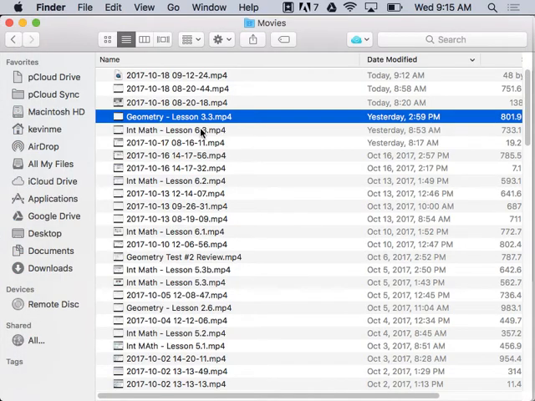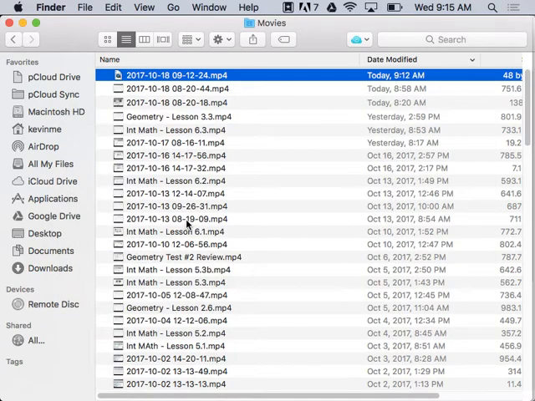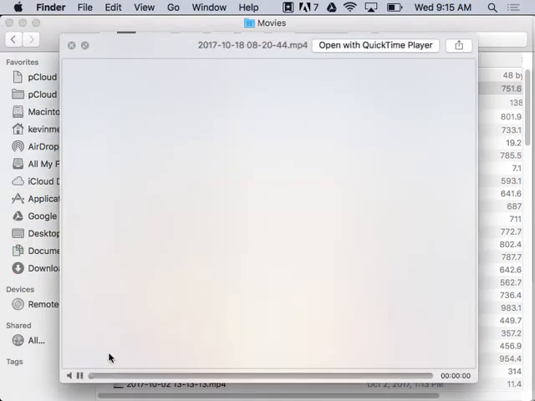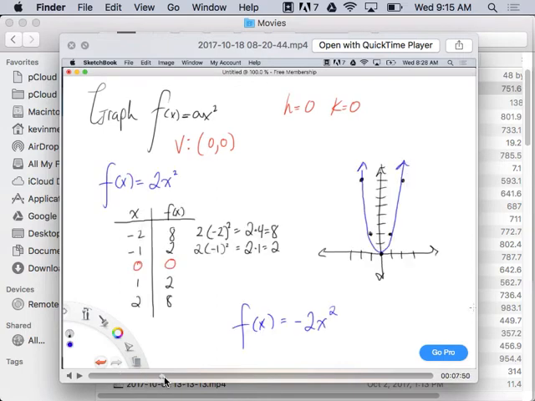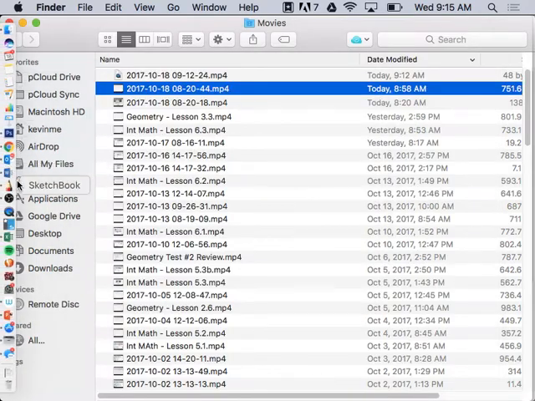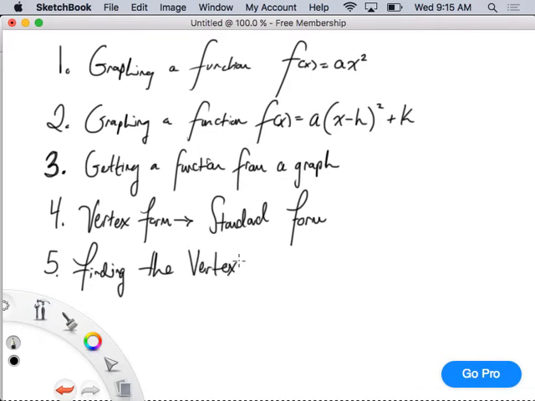Hold on one second. I know I'm forgetting something. Oh, thank you, past self. Finding the vertex when I'm in standard form. f of x equals ax squared plus bx plus c.